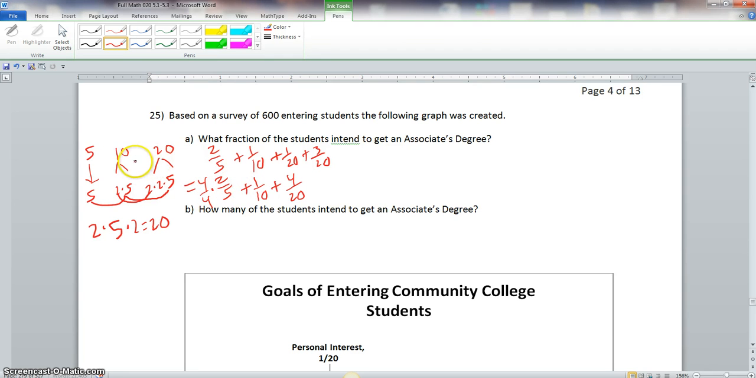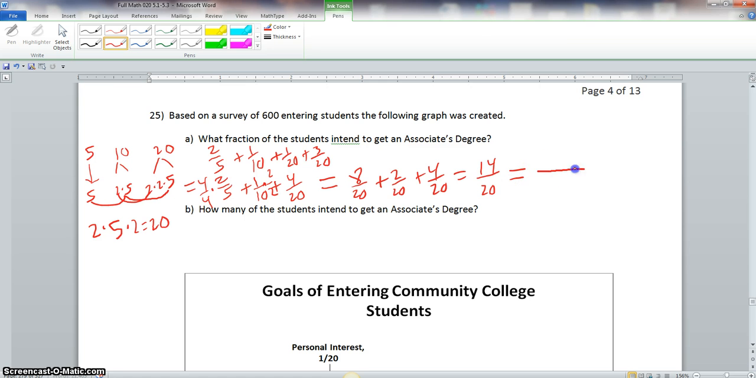Now we could compare the 10 to the 20. What does 20 have that 10 does not? And we could look here. It has an extra 2. So we'll multiply the numerator and denominator by 2. So now we will have 8 over 20 plus 2 over 20 plus 4 over 20. So when we add all of them together, that would give us 14 over 20.